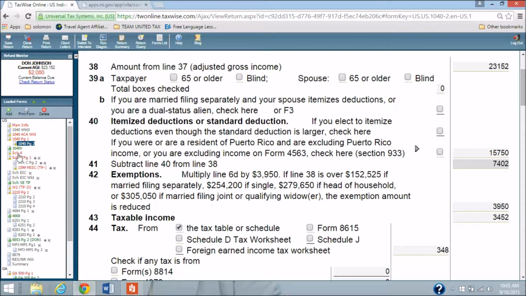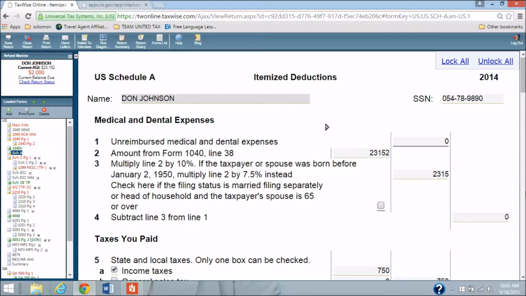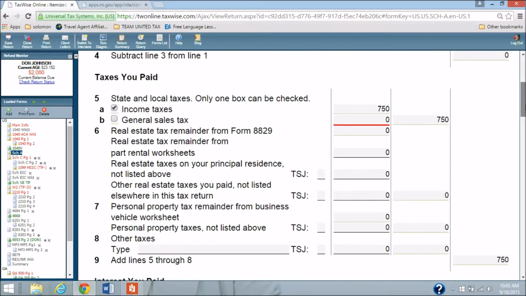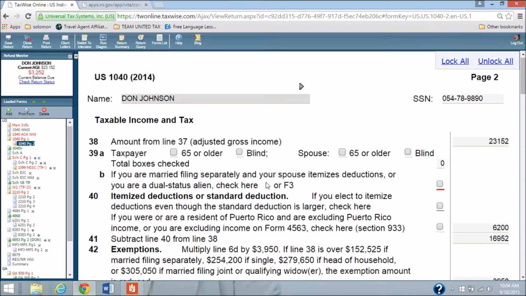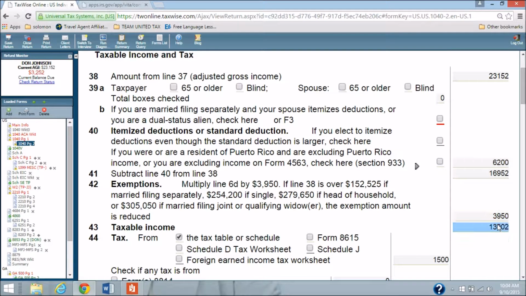I'm going to take this Schedule A off. I'm going to delete my amounts I put here. I'm going to delete the $12,000 because it's not going to calculate it, automatically default back to the standard deduction, which is $6,200. Now look at the income, $23,000. You subtract $6,200, brings us to $16,952. Then you have his personal exemption here, $3,950. So his taxable income is $13,000 now.